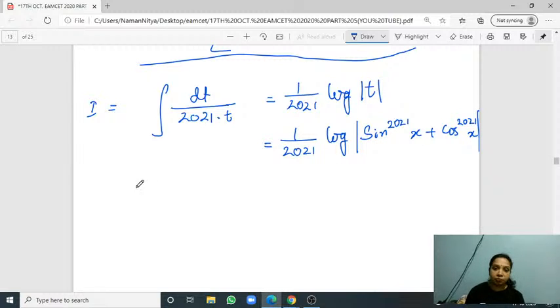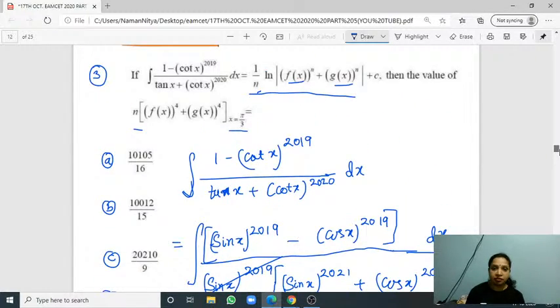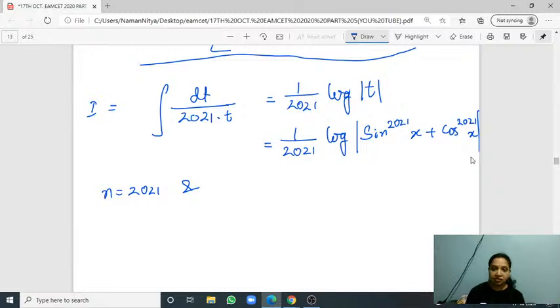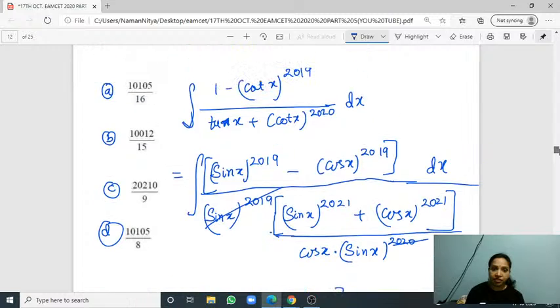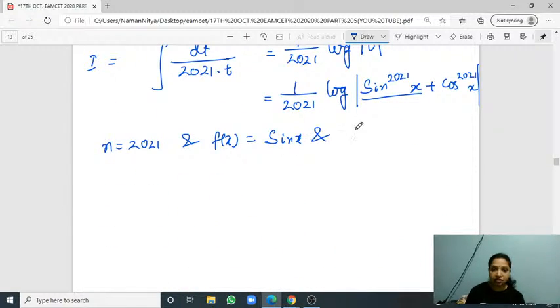So when we are comparing with the given equation, what I am getting: n is 2021, and what are my f of x and g of x? F of x is simply sin x. Okay, f of x is sin x, and what is my g of x? F of x and g of x both we are supposed to write. Yes, g of x is cos x.